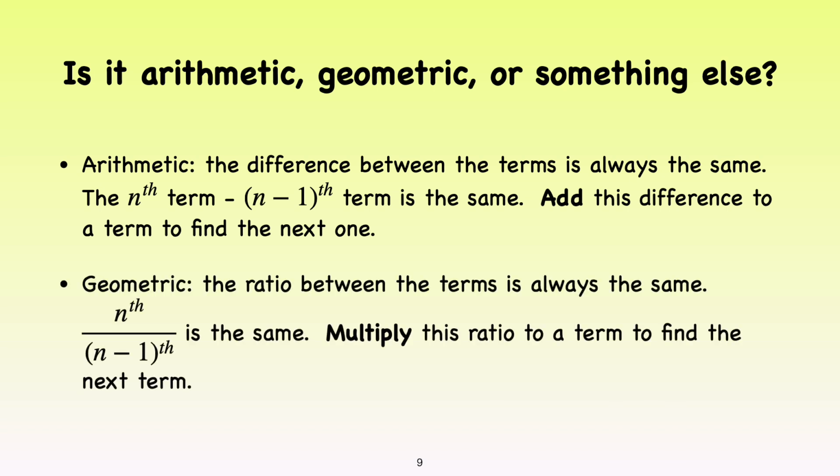In a geometric sequence, the ratio between the terms is always the same. So a term divided by its previous term is always the same ratio. You will multiply this ratio to a term to find the next term.